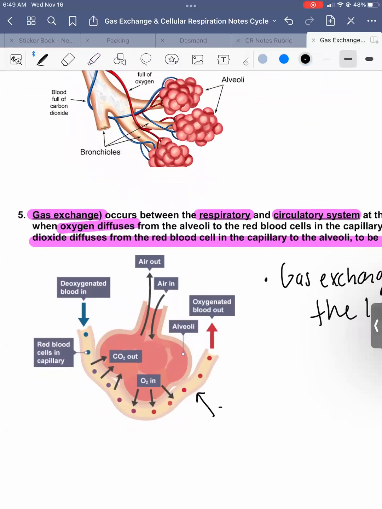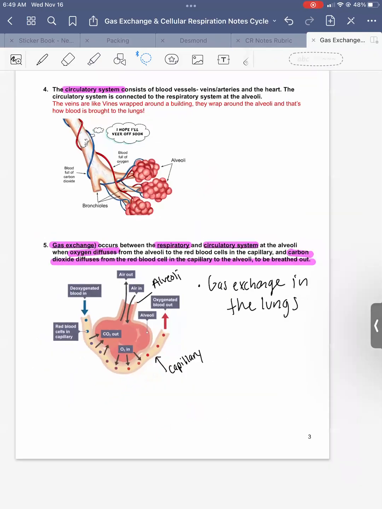So notice that you have your capillary right here, your alveoli right here. If you look, see where it says air in, that oxygen is going to travel in here and it's going to diffuse from the alveoli into the red blood cells. And at the same time, the carbon dioxide is going to diffuse from the red blood cells into the alveoli, and that will leave. That's why we call it gas exchange, right? You're actually swapping those gases at the alveoli.